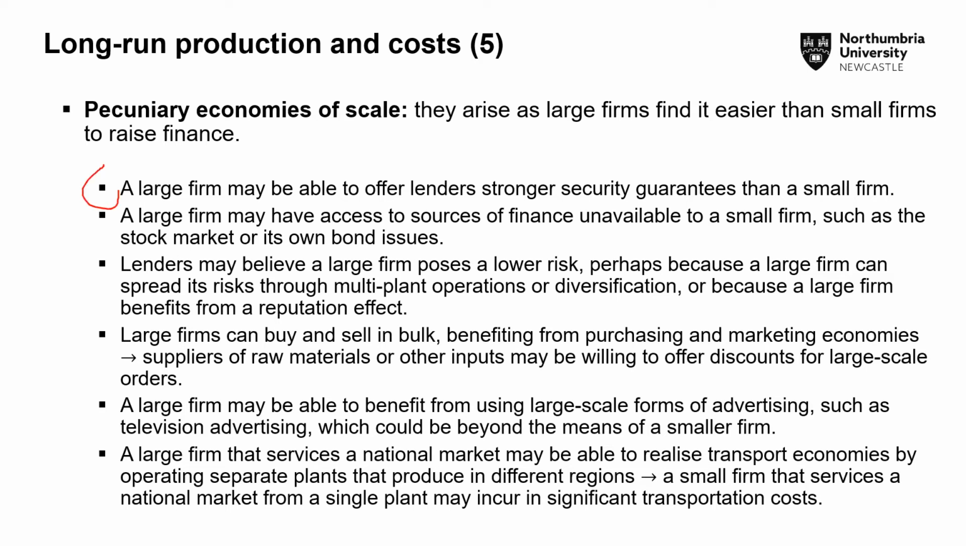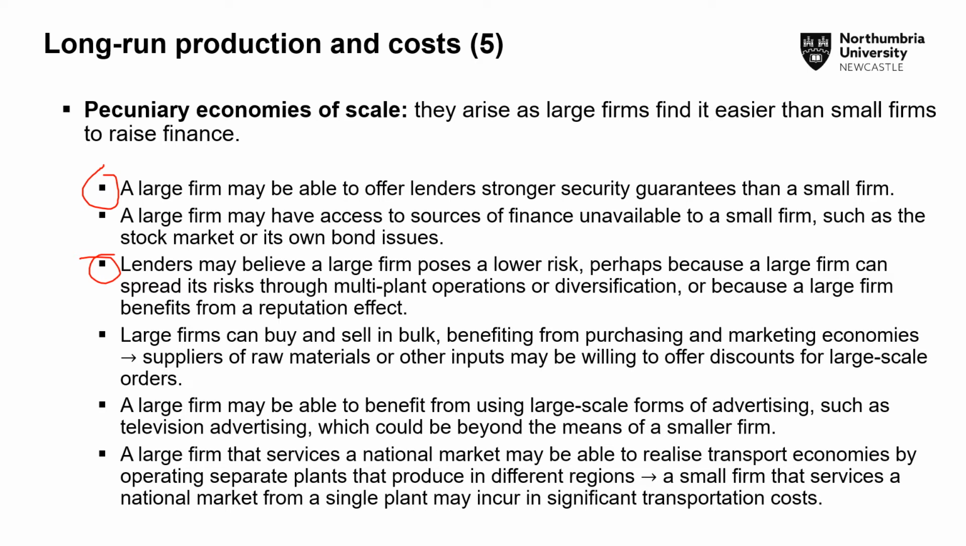Relatedly to the first point, lenders may believe that a large firm poses a lower risk. Why? Because it may operate in multiple markets. So let's say it's operating in the United Kingdom and in Russia. Let's say that in Russia its products are no longer purchased. Well, it has a level of diversification because it will still make money in the United Kingdom. So there are still cash flows, even though it's not doing well in a given market.